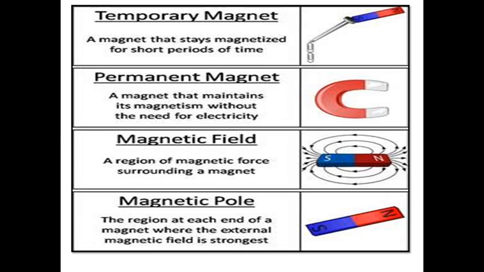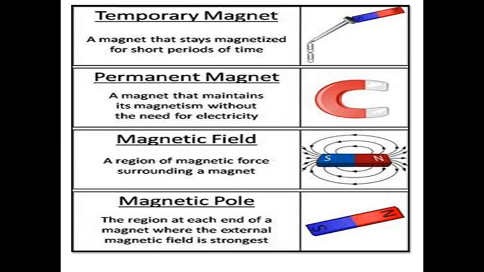See, the things that we have learned, the important definitions I have given here, are: what is a temporary magnet, what is a permanent magnet, what is a magnetic field, and what is a magnetic pole. So the temporary magnet means what? A magnet that stays magnetized for a short period of time. And the permanent magnet means what? A magnet that maintains its magnetism without the need of electricity.